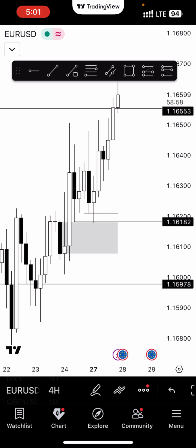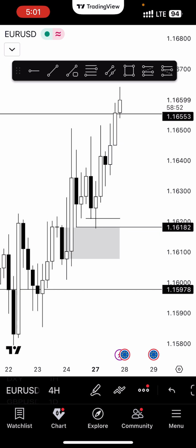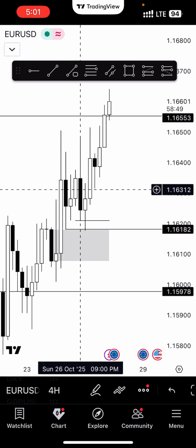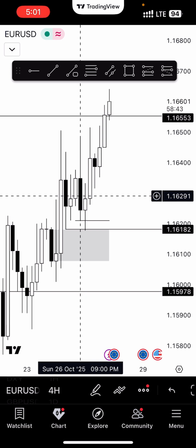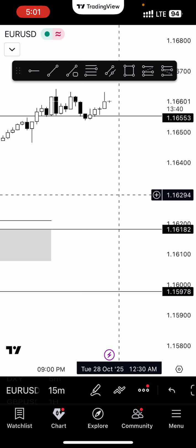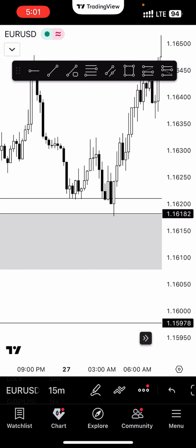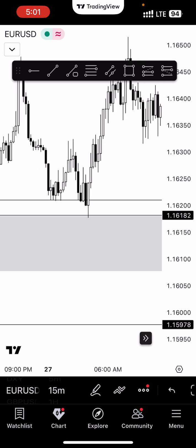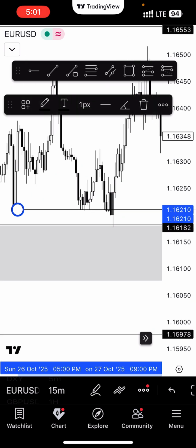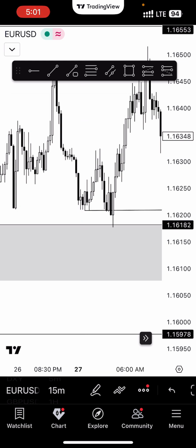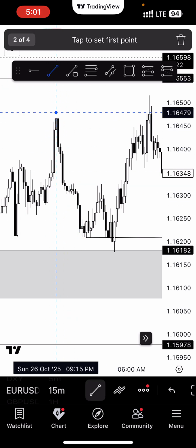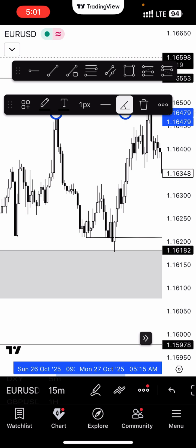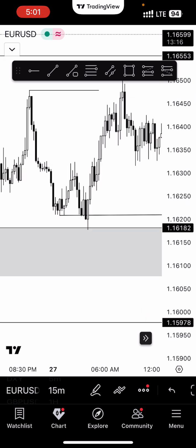So we have a bullish order block. We have a CLT that formed. Now, from the 4 hours time frame, I went down to the 15 minutes time frame. On the 15 minutes time frame, as you can see, we have a range, a range high and a range low.